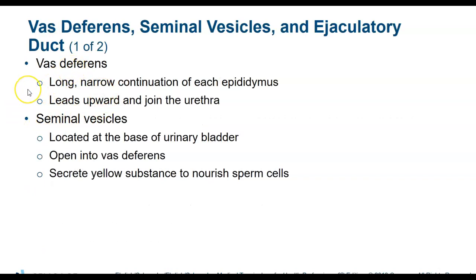Again, the vas deferens is a long, narrow continuation from each epididymis. It leads upward and joins the urethra. The seminal vesicles are at the base of the urinary bladder. They open into the vas deferens, and the seminal vesicles actually secrete a yellow substance that nourishes the sperm cells to give them the energy to go from the vagina to be able to swim up towards the egg and fertilize it.